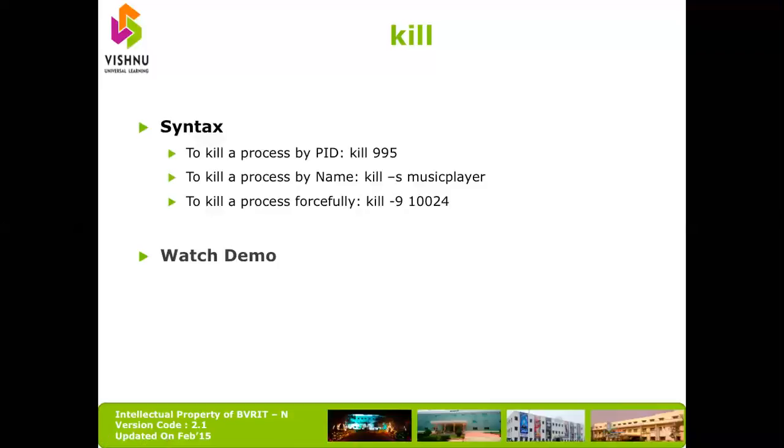So to terminate a process by the program name, I'll write kill -s, because I want this to be considered as a string, and I'll write it as a music player, for example. Now, if I would like to kill a particular process mandatorily, or terminate it immediately, I'll mention an option called -9. This -9 has a significance. It is related to run levels, and when we study run levels we'll get into that option, and with the help of that I can terminate a process as well.